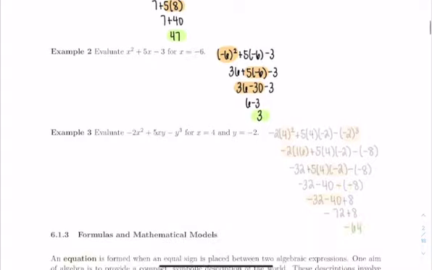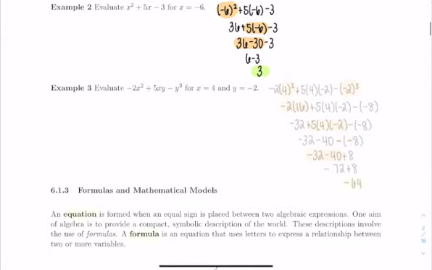For example number 3, we have negative 2x squared plus 5xy minus y cubed. X is 4 and y is negative 2. So it works the same way even though we have two variables to replace. So wherever I see x, I'm going to put 4, and wherever I see y, I'm going to put negative 2. So we have negative 2 times 4 squared plus 5 times 4 times negative 2 minus negative 2 cubed.